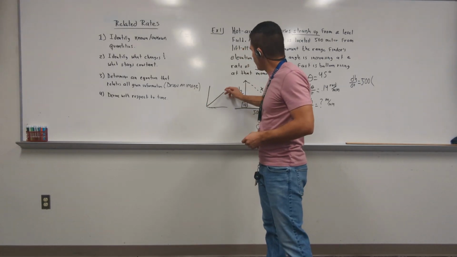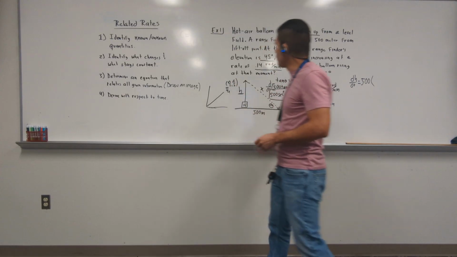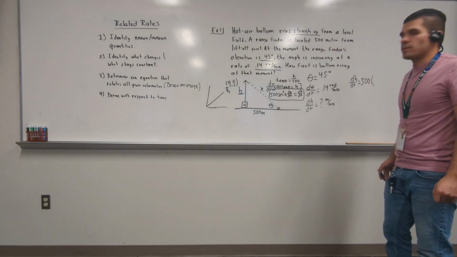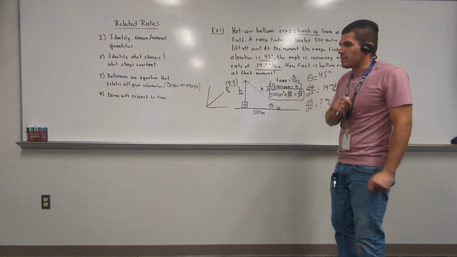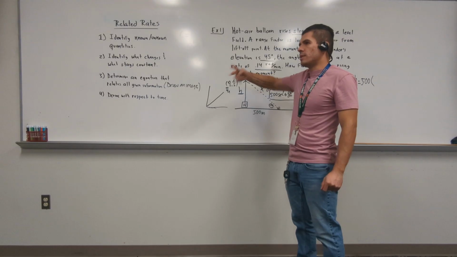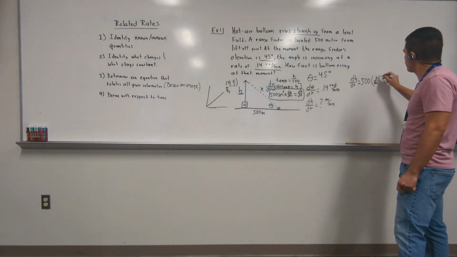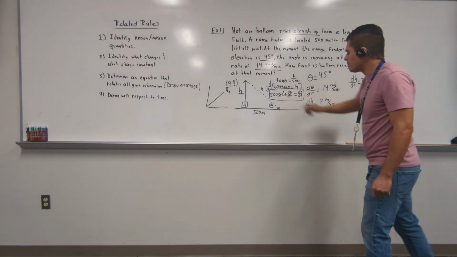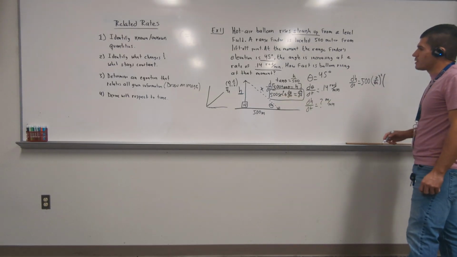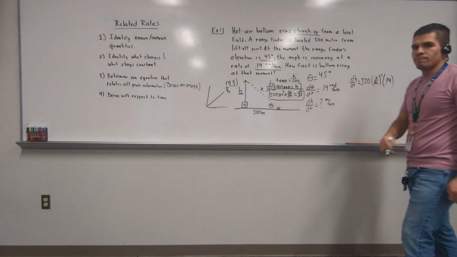So here's pi over 4, and remember that the coordinates of that location are root 2 over 2, root 2 over 2. And I remember that secant is the reciprocal of cosine. So the cosine was root 2 over 2, which means the secant is 2 over root 2. So it's going to be 2 over root 2 squared times the change in the angle, which happens to be 0.14. Cool?